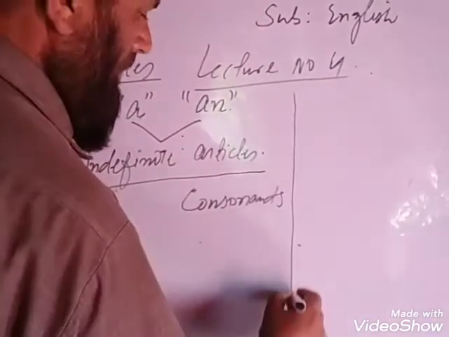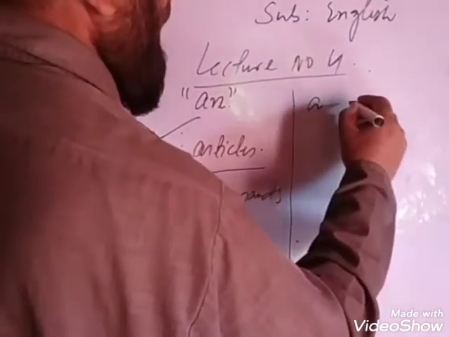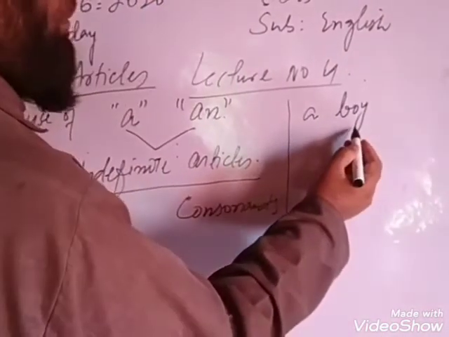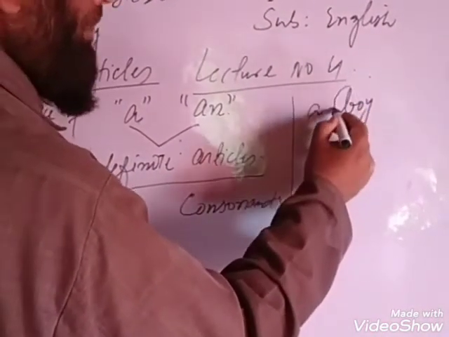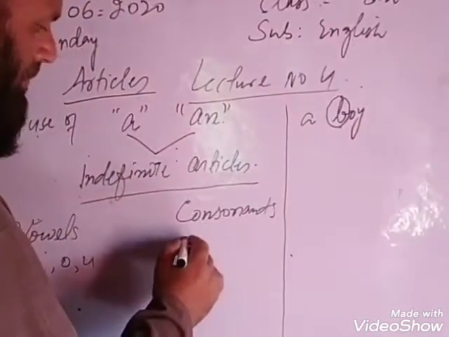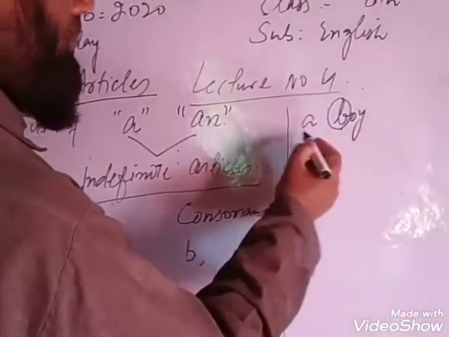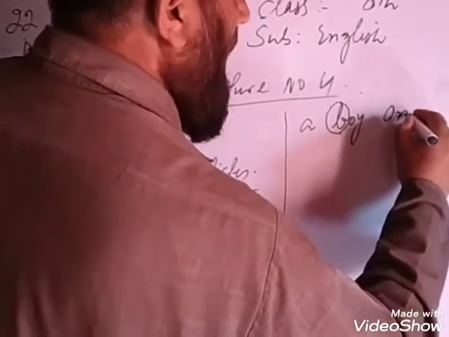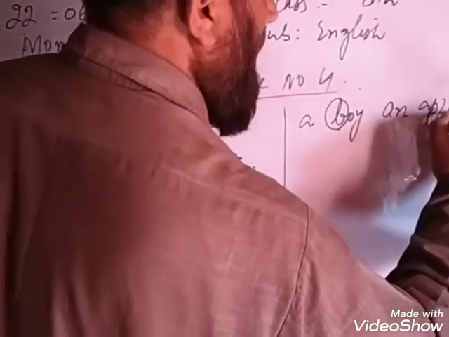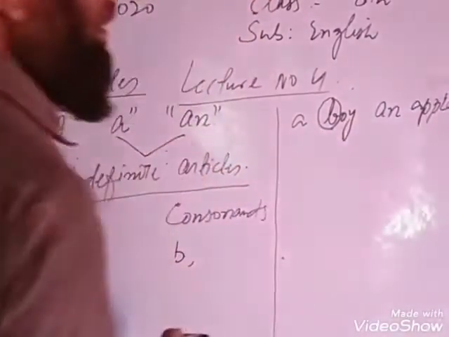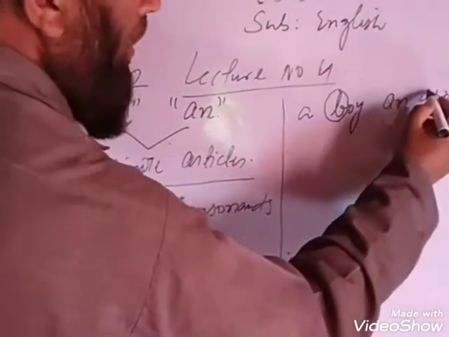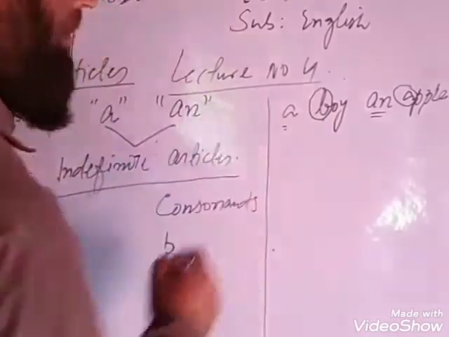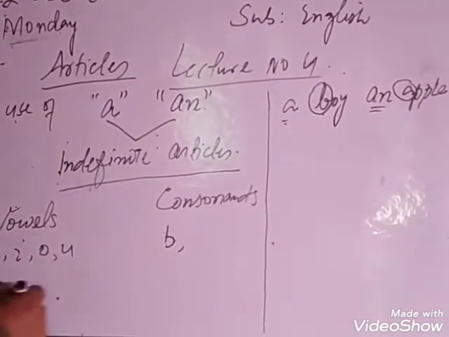Now look here. A boy. Boy is a noun, and here the letter B is a consonant, so we have used a. And an apple. Here we have a vowel, and we have used an. Now here you should feel the difference.